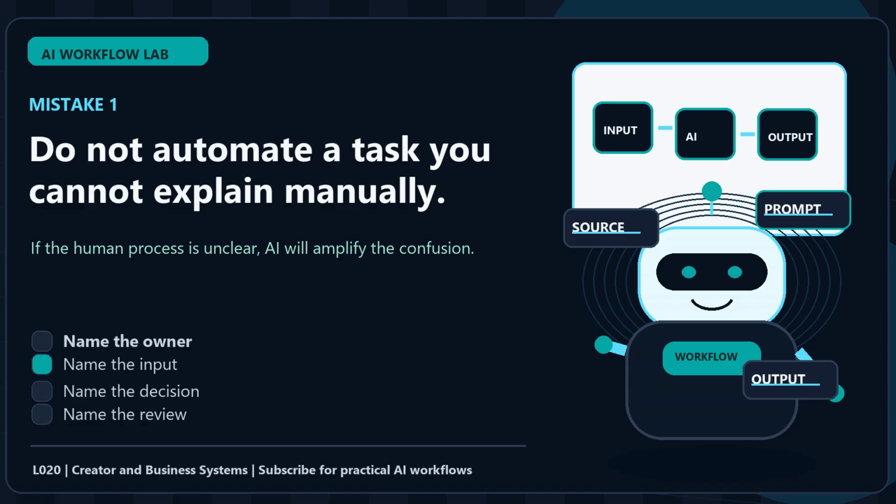The first mistake is trying to automate a task you cannot explain manually. If you cannot describe the current process, the assistant has no stable pattern to follow. It will fill in the blanks, and those blanks are where bad systems are born. Before adding tools, write the manual version in plain language. When this input arrives, I check this thing. Then I decide between these options.